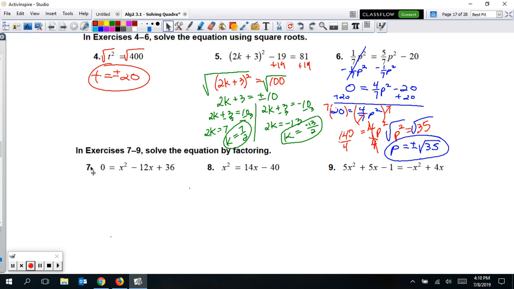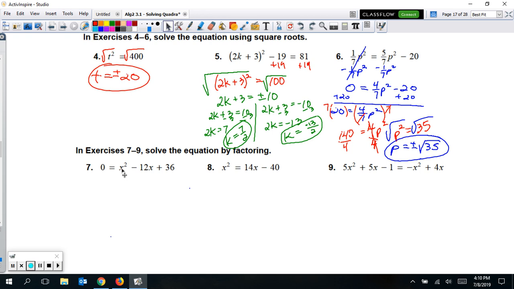All right, so 7 through 9, now it's asking us to solve by factoring. So here we're seeing a bx term in each one. There's a 12x, there's a 14x. We got a 4x on this side, a 5x on that side. So the first thing we want to make sure we do is get these all at a starting point, which is going to be where they all equal 0. This one's already at that starting point for number 7. It says 0 equals this trinomial. That's the starting point we need for these other two.